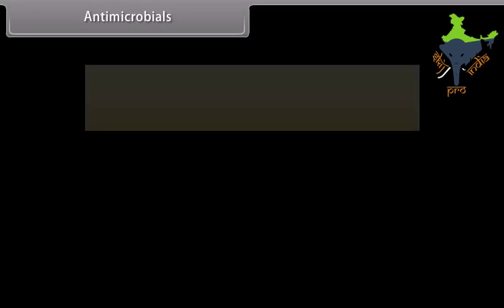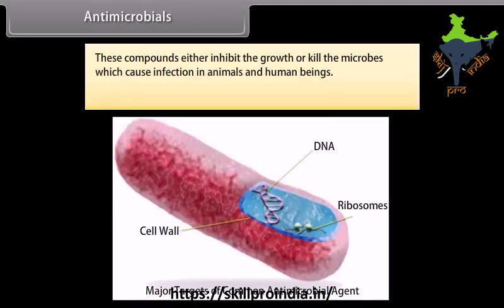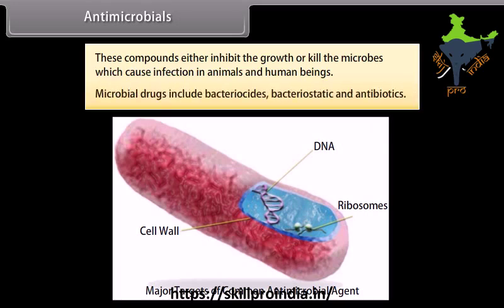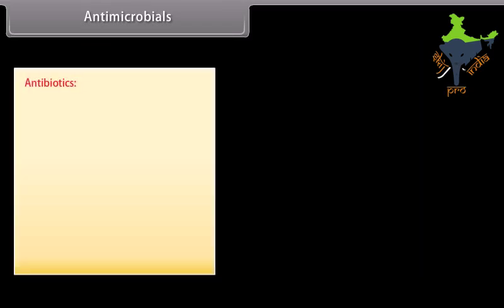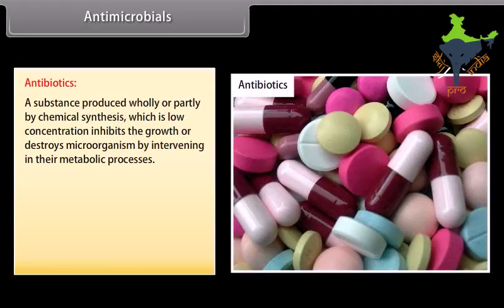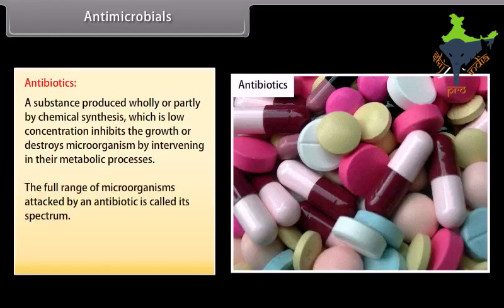Antimicrobials. These compounds either inhibit the growth or kill the microbes which cause infection in animals and human beings. Microbial drugs include bactericides, bacteriostatic, and antibiotics. Antibiotics. A substance produced wholly or partly by chemical synthesis, which in low concentration, inhibits the growth and destroys microorganisms by intervening in their metabolic processes. For example, penicillin, ampicillin, and streptomycin. The full range of microorganisms attacked by an antibiotic is called its spectrum.